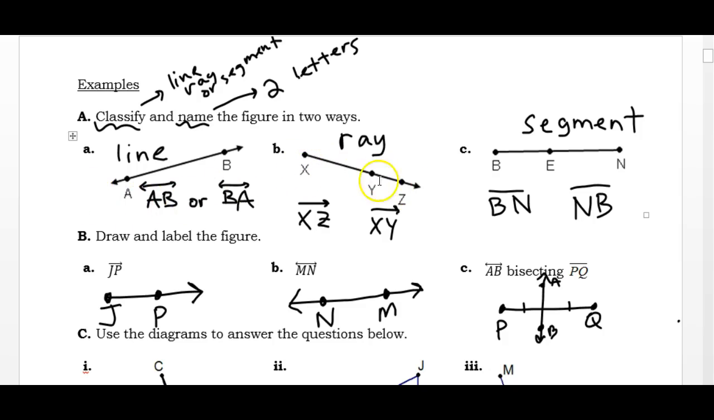This ray, I'm going to call ray XZ or XY. I have to have the endpoint, I have to have the X, but the other letter can be any point on the ray. With my segment, I always name segments using endpoints, so BN or NB. Notice the symbols on tops of the names as well. The line symbol actually has arrows, the ray symbol has a one-way arrow, and the segment symbol has no arrows.